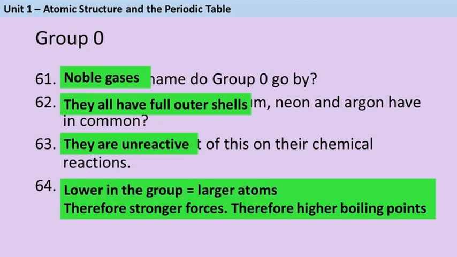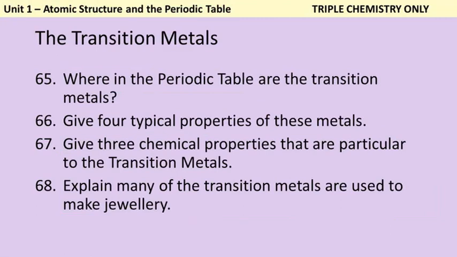As you go down group 0, the boiling points increase, and this is for the same reason as with group 7. As you go down the group, the atoms are getting larger, and therefore the forces between them are also getting stronger, so it takes more energy to overcome them. Even at the bottom of the group though, they're still pretty weak, and that's why everything in group 0 is a gas. This last bit is just for the triple scientists, so if you're taking GCSE Combined Science, you can switch off now.